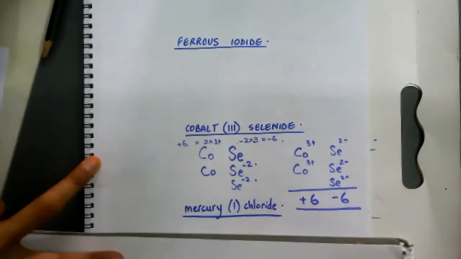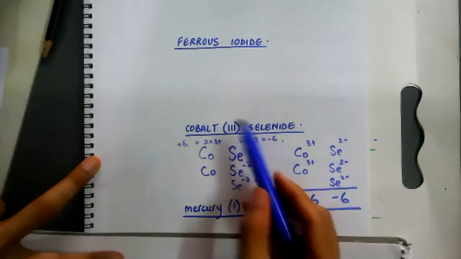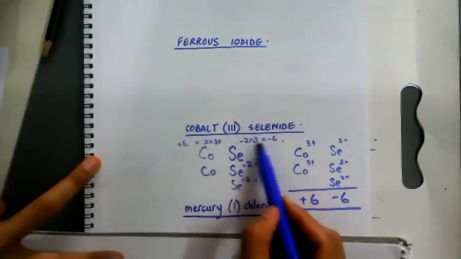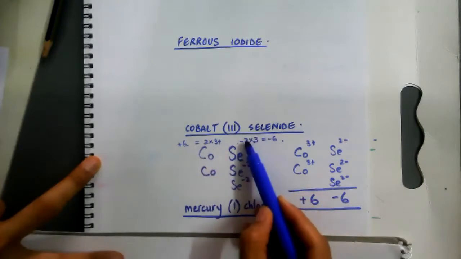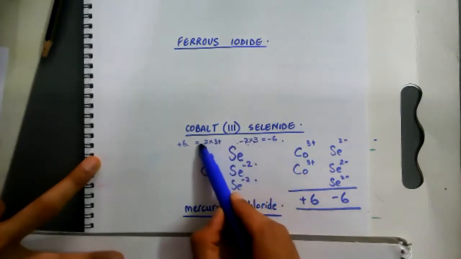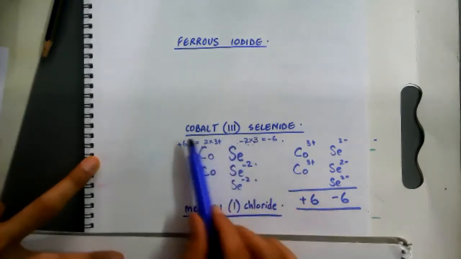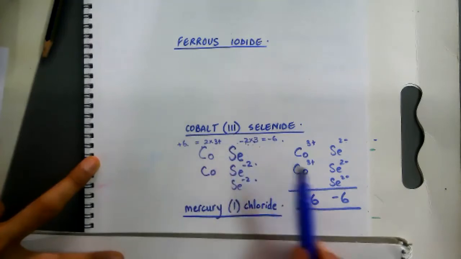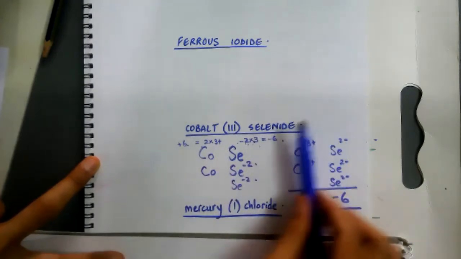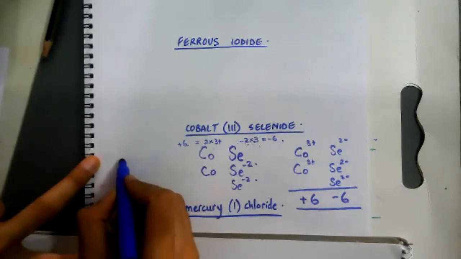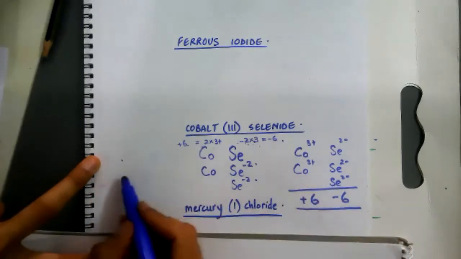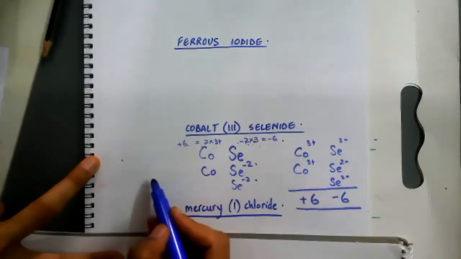So what did I do? I just simply cross multiplied. In order to find out how many seleniums and how many cobalt, I multiplied 2 by 3 and 3 by 2. Did you understand this? Yes, miss. Okay, so what is the final formula? How many cobalts and how many selenides? Tell me the final formula.